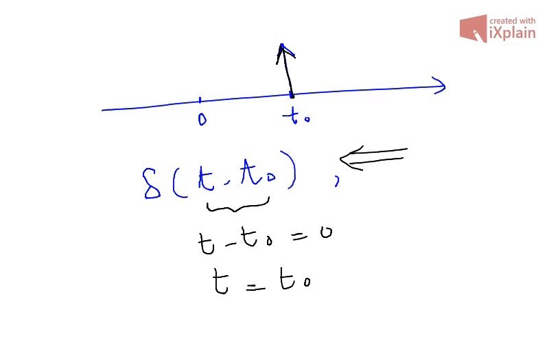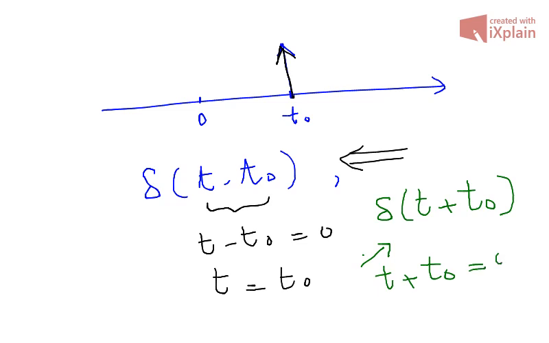Now similarly you can have its advanced version. For example, delta of t plus t naught, which is an advanced version of the delta function. This would occur when t plus t naught is equal to 0, or basically t is equal to minus t naught. So on the time axis, if you want to observe this delta function, delta of t plus t naught, it is basically at minus t naught here, right?